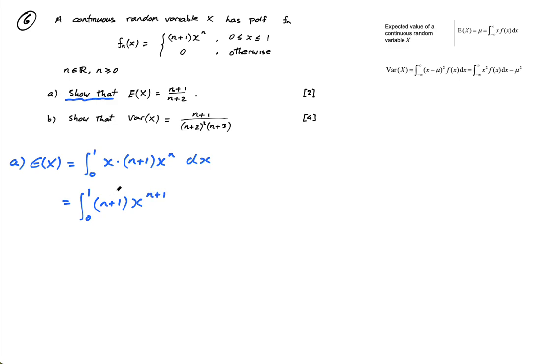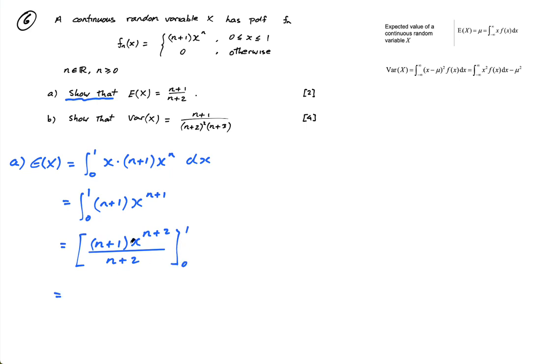N plus 1, guys, is a constant, by the way. You could take it out of the integral if you wanted. I'm not going to bother because I'd have to do another line. I'm just going to integrate right now. So I have n plus 1 times x. Now, how do I integrate? I raise the power, so that's x to the n plus 2, because I'm adding 1 to this power, and then I divide by that new power, n plus 2. Close the bracket, from 0 to 1.